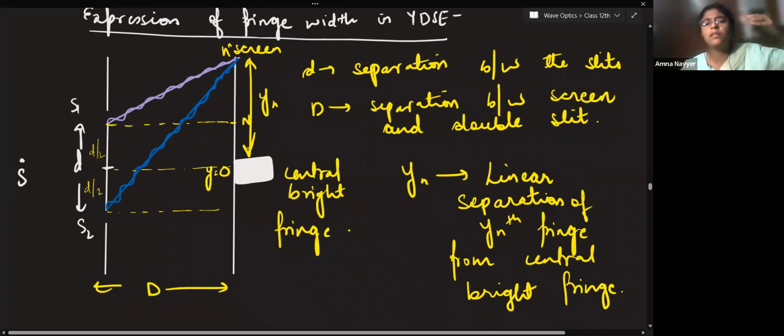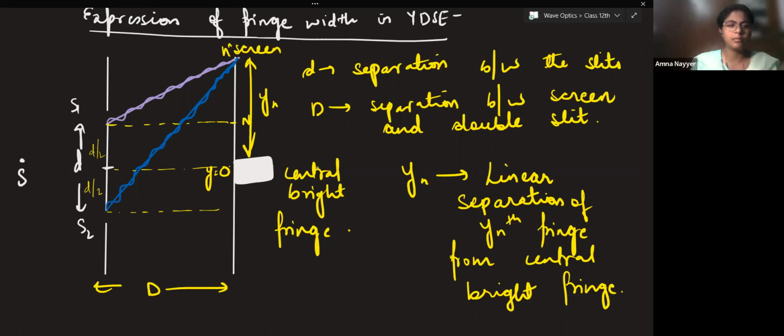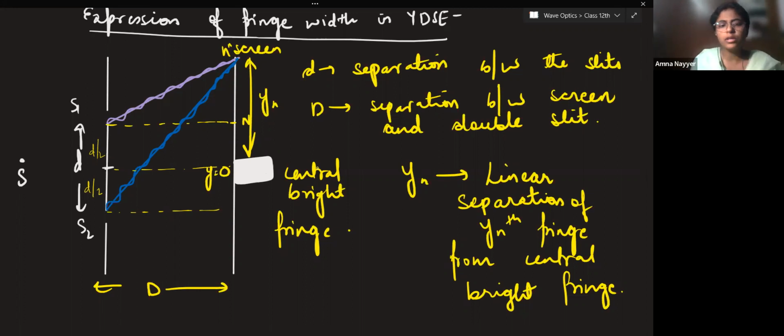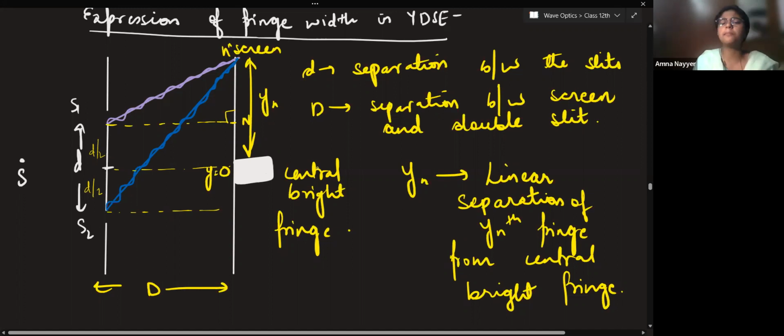You will have here y is equal to 2 like this. So y n, we are calculating. Now look at this triangle that has been formed, S1NP. This complete triangle that has been formed. Look at this. This is 90 degrees, so you can apply the simple Pythagoras theorem over here.